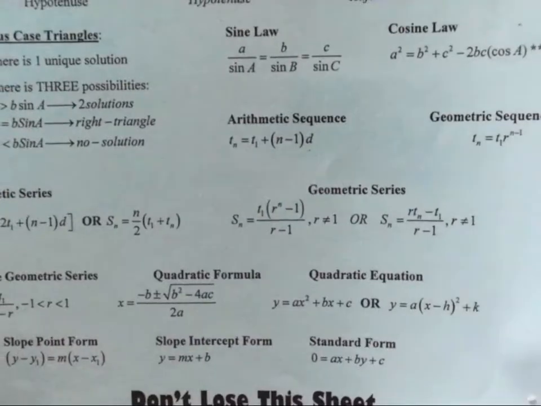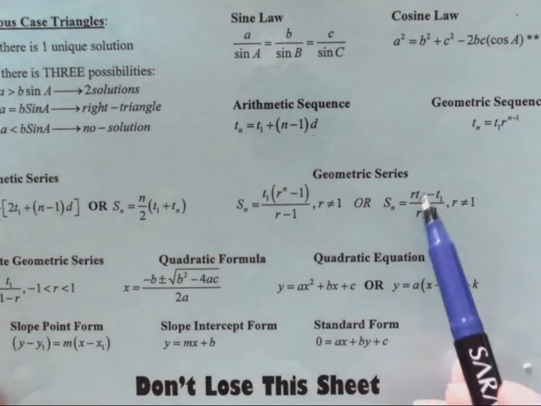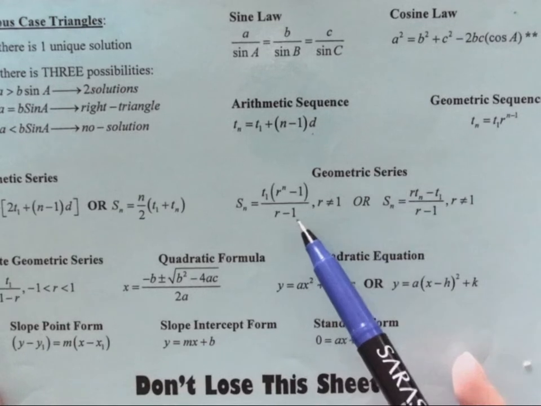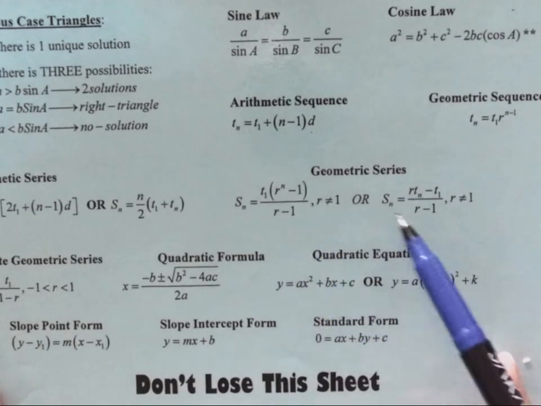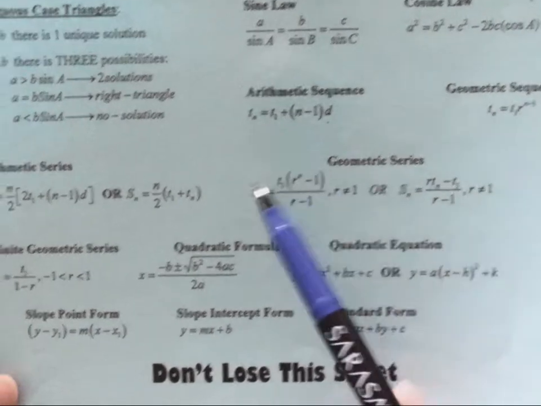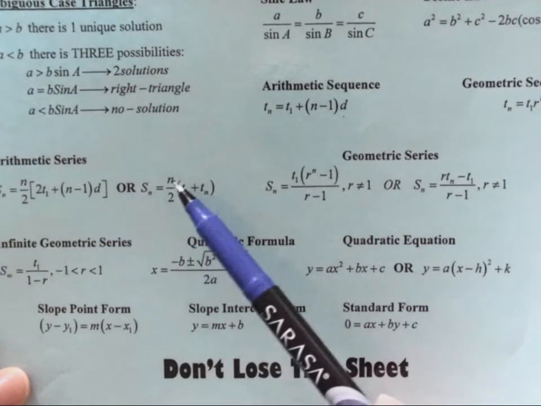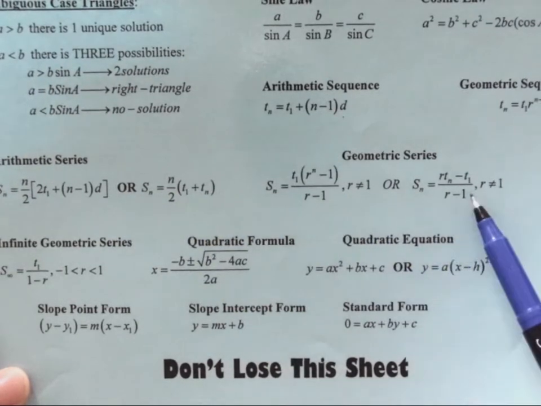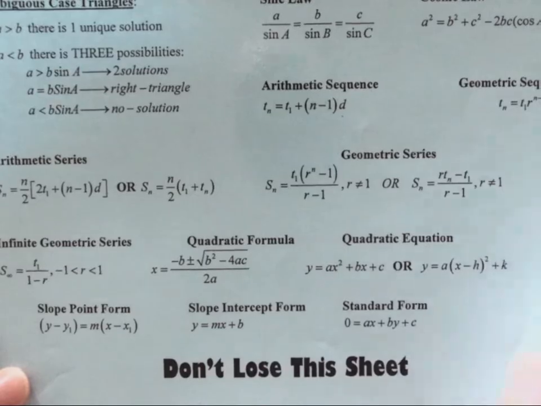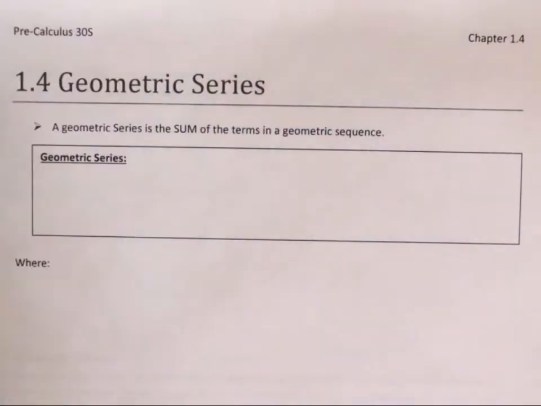So if you're looking on your formula sheet, it's near the bottom, and the geometric series is right here, and it has two options. Just like if you're looking at the arithmetic series, it has two options. This one also has two options. So we're going to write those down on our notes.